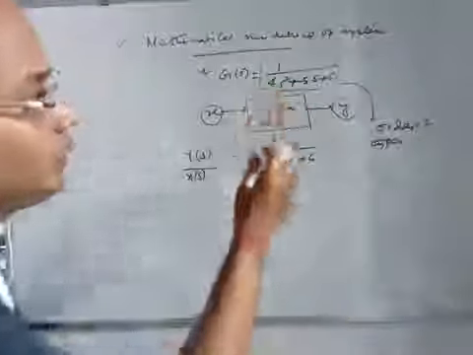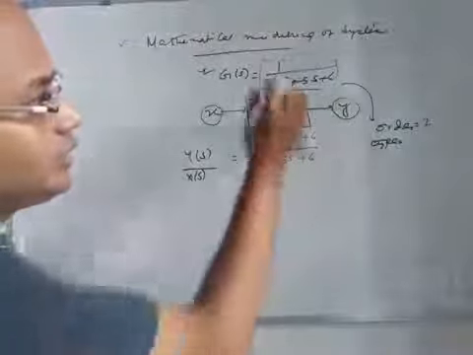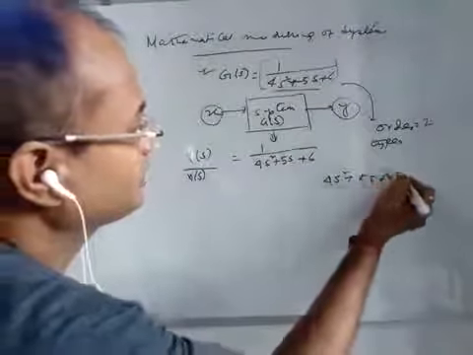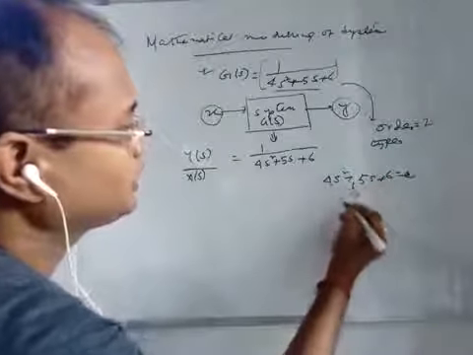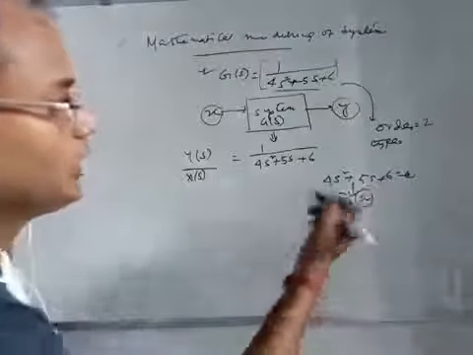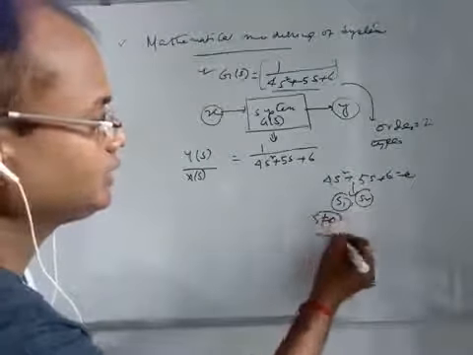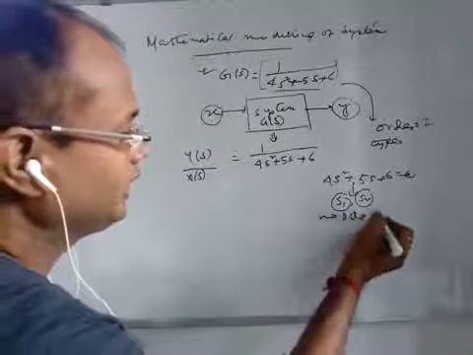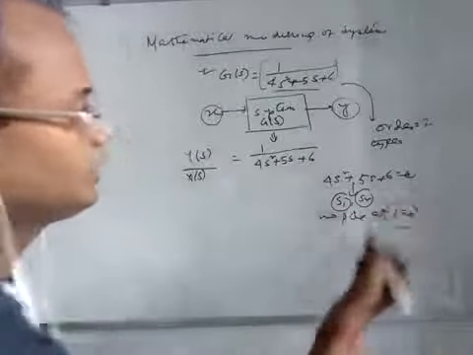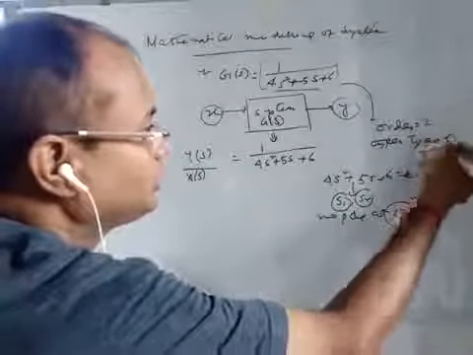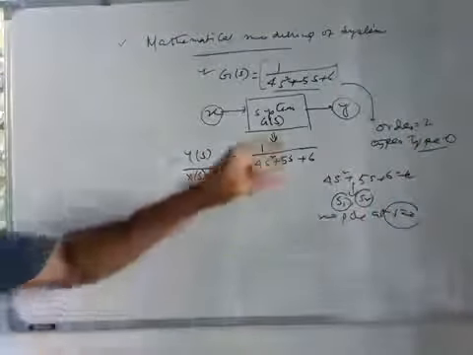And is there any pole which lies at s equal to 0? See, the denominator is s squared plus 5s plus 6 equal to 0. If you solve this equation, you will get two values, s1 and s2. So there is no pole at s equal to 0. So this is a type 0 system, order 2.